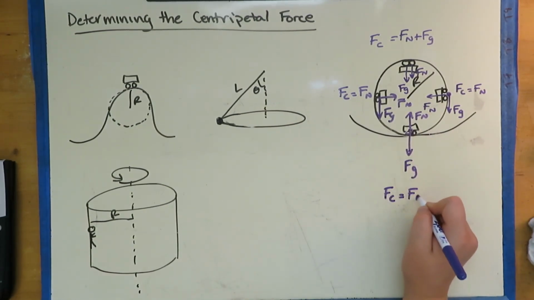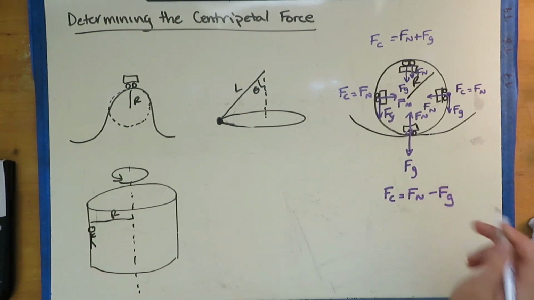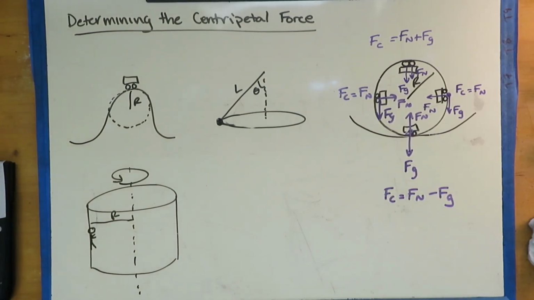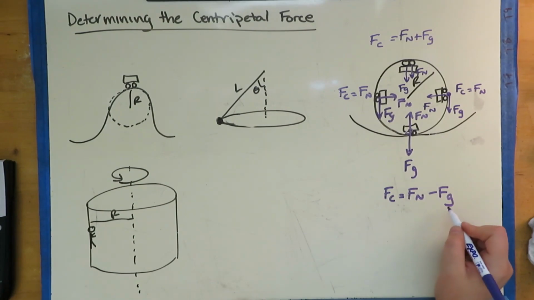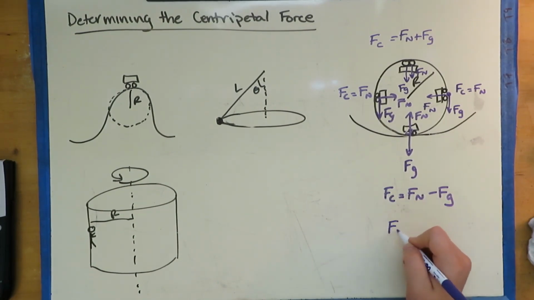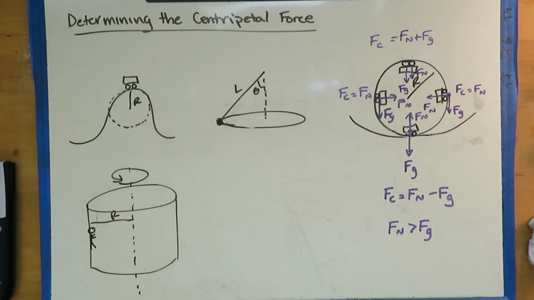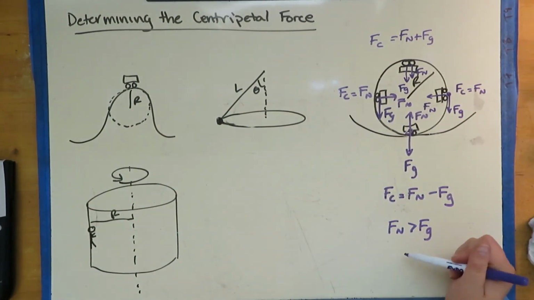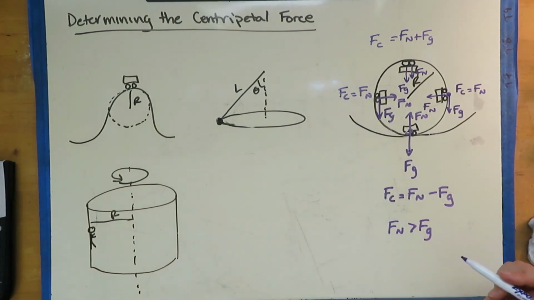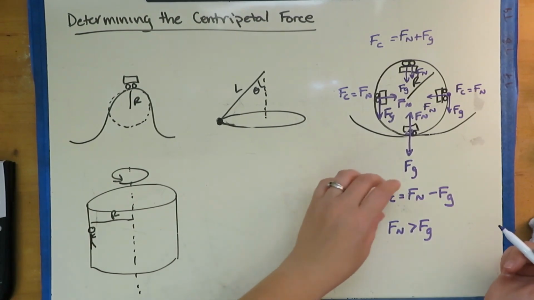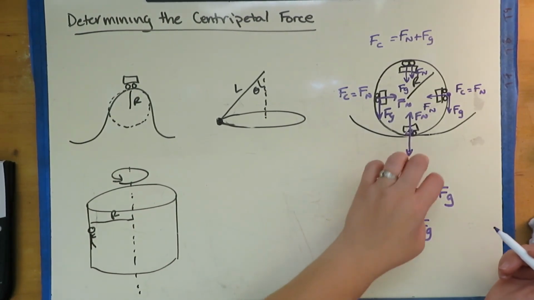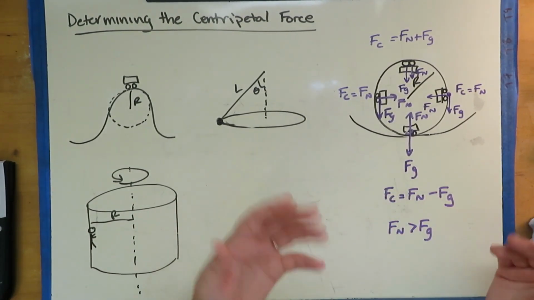It would be normal force minus gravity, because gravity points outward. Normal force is inward. So if I want to go around the circle, my normal force has to be bigger than gravity to actually start going around that loop. If my normal force is not large enough, then I won't be able to go around the loop at that point. And the faster and faster I'm going, once again, the bigger the normal force is.